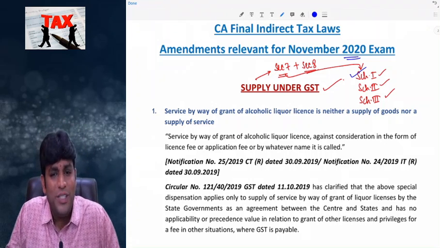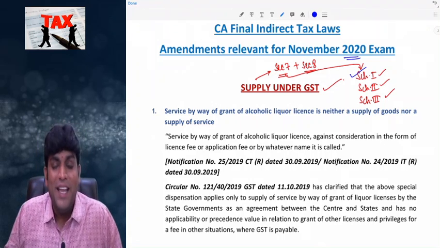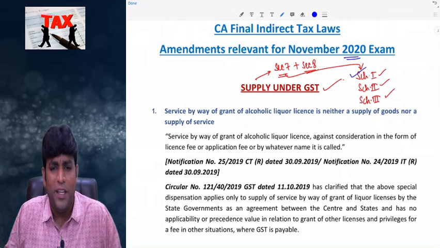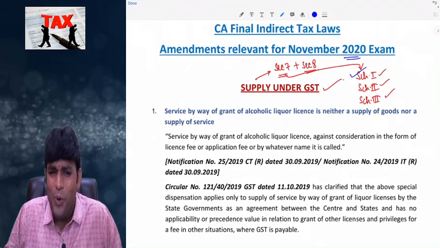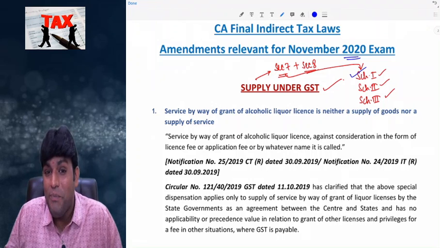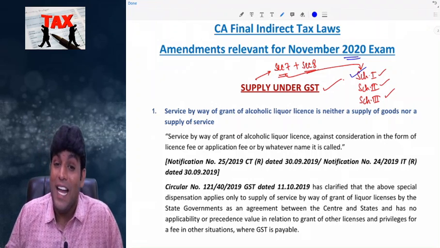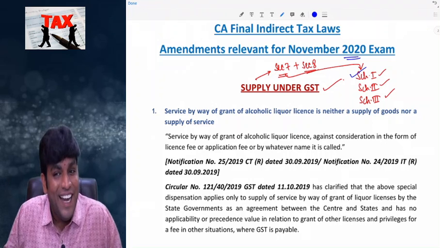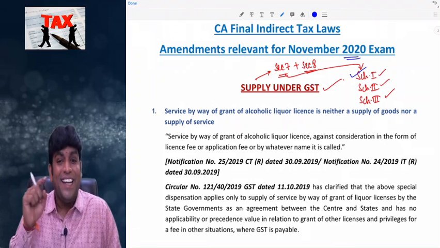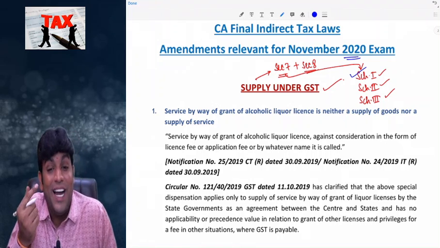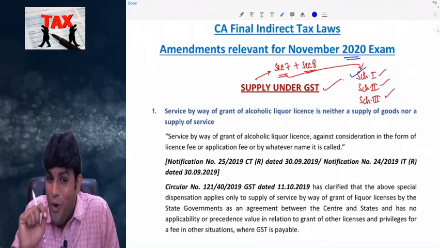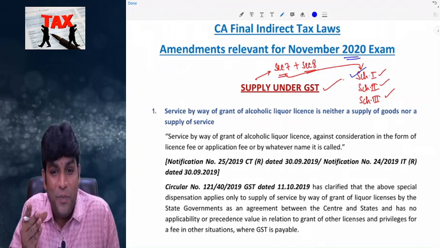Now what are those? Number 1, what are those? Services by employee to employer in the course of employment. Correct? No. Services by employee to employer is basically a point about transactions which are neither regarded as supply of goods nor regarded as supply of service. But what are we talking about? Transactions regarded as supply even though there is no consideration. In that, what is the first point?